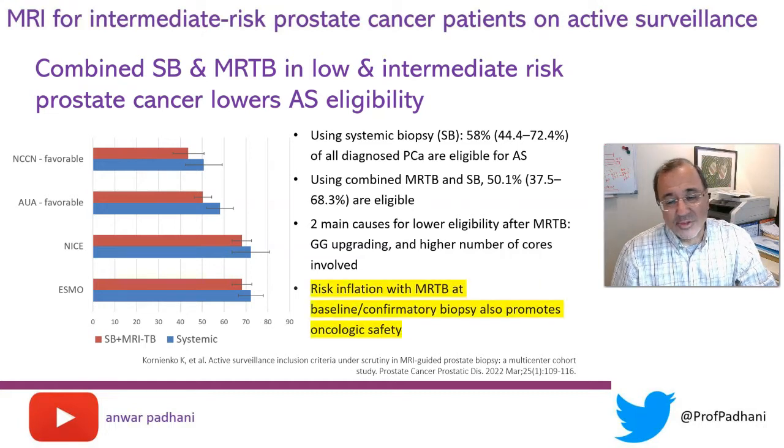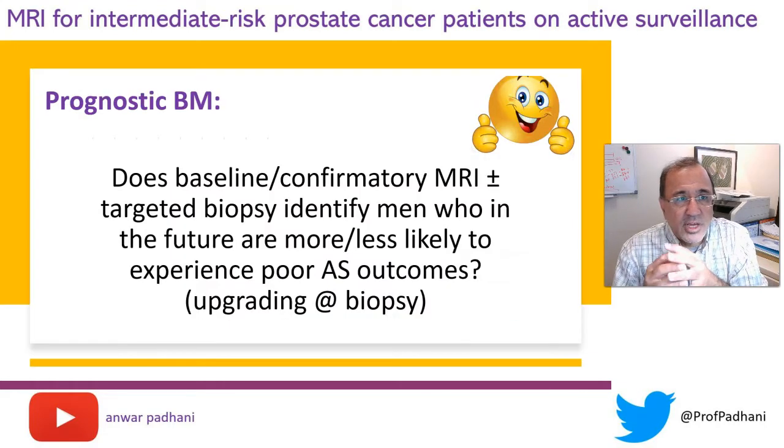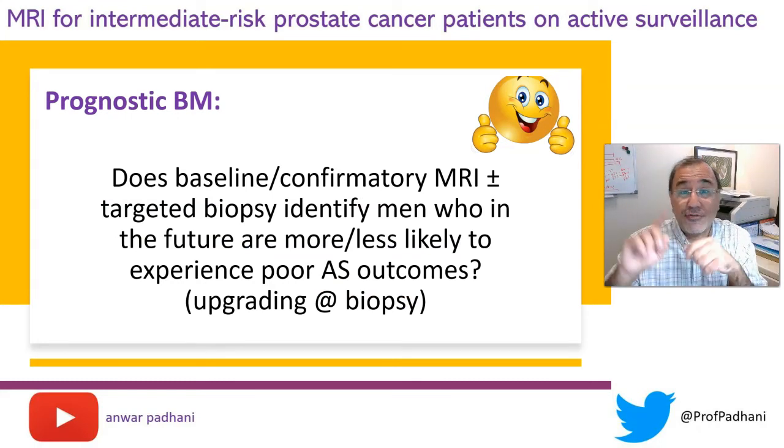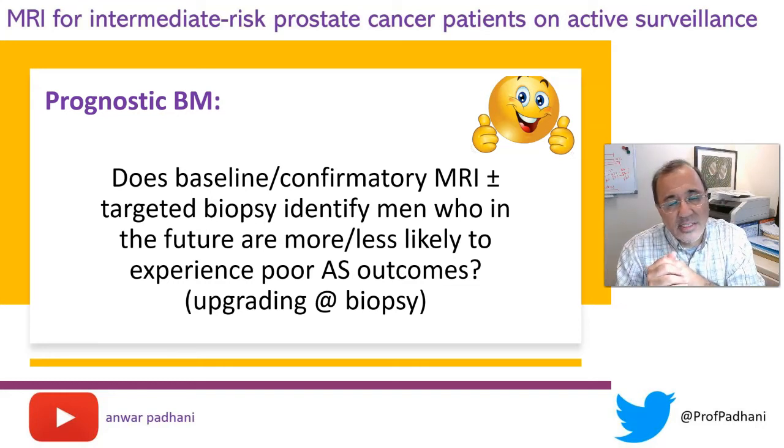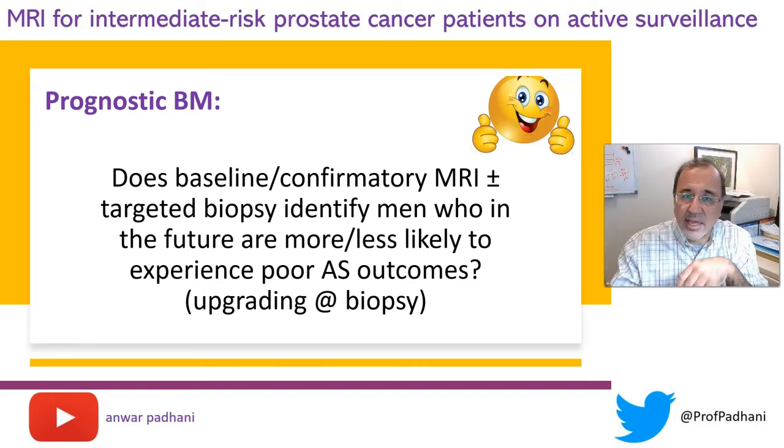And this means that there's a risk of inflation. But on the other hand, you're actually promoting oncological safety in the people who are left, because you got rid of cancers that shouldn't be undergoing active surveillance. So looking at the prognostic value of MRI, does baseline or confirmatory MRI, with or without a biopsy, identify men who in the future are more or less likely to experience a poor AS outcome?